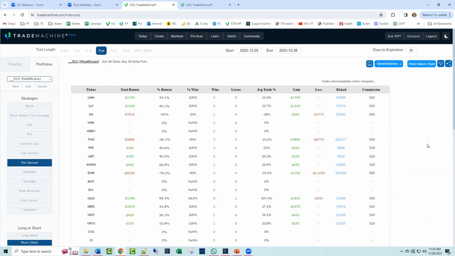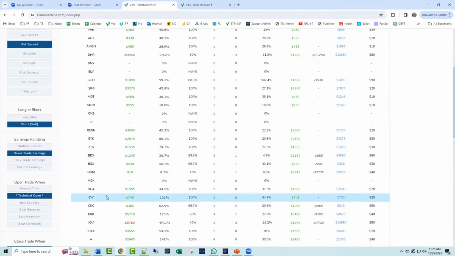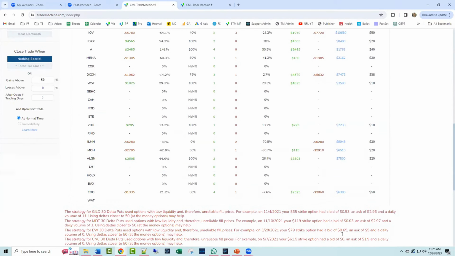Let's see what healthcare does for us. And healthcare are names you'll recognize, right? Eli Lilly, J&J, Merck, Pfizer, Amgen, Bristol Myers, Gilead, right? So these are names you should know. CVS, so there's some familiarity with these names. Humana, Biogen. So let's just let this go through it.